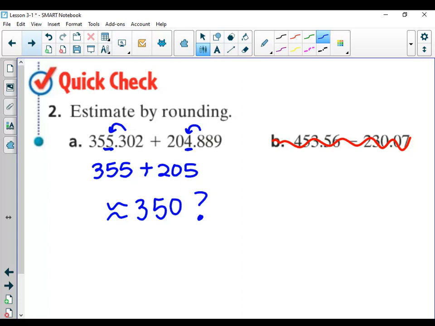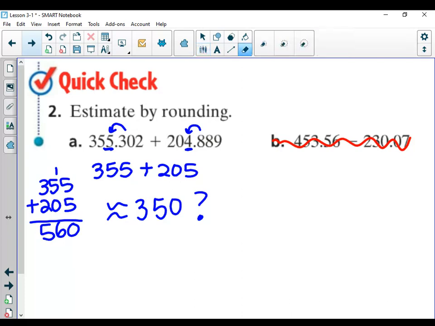One thing with estimating, don't be afraid to do a side problem. You know that I'm not great at mental math, and I tried to do that in my head, and it didn't go very well. Oh, thank goodness. A side problem totally helped me out.